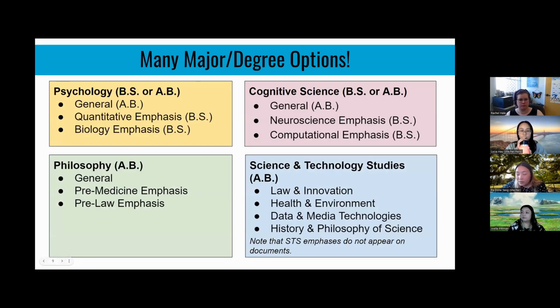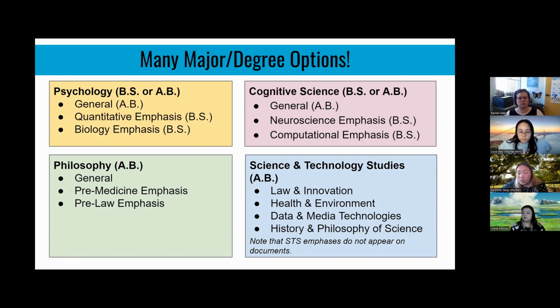We have a lot of different majors and degree options. Here at UC Davis, we actually call a Bachelor's of Arts an AB, which stands for Artium Baccalaureus. It's just a Latin way of saying Bachelor's of Arts. So if you see AB, that's just the Bachelor's of Arts. And then we also have the BS degree option, so Bachelor's of Science.